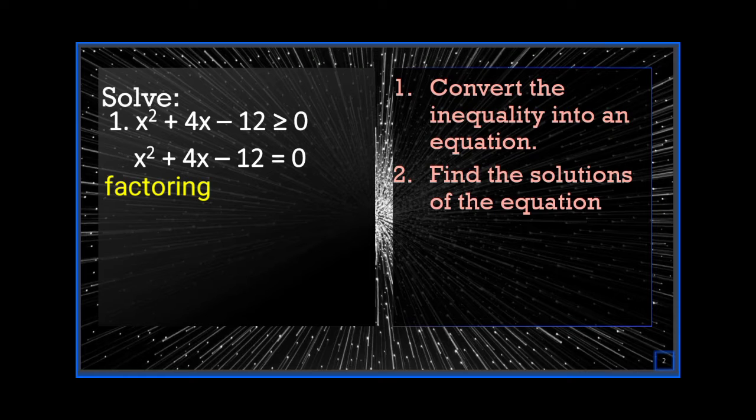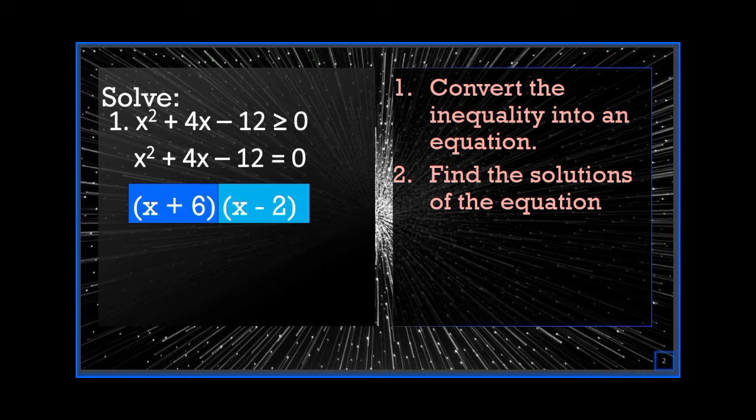So in factoring, kukunin lang natin ang factors ng last term, which is negative 12, na kapag inad, makukuha ang positive 4. So, ano yung mga factors ng negative 12? Na ang sum is positive 4. We have positive 6 and negative 2. So, i-add lang natin ang mga ito sa factors ng x squared. So, we have now x plus 6 and x minus 2. Then, of course, this is equal to 0.